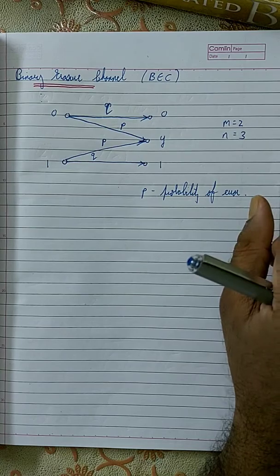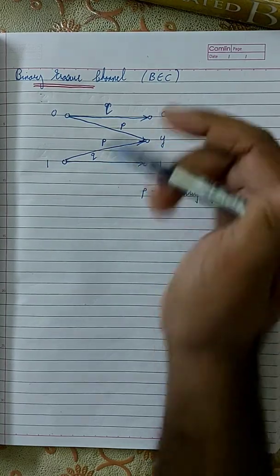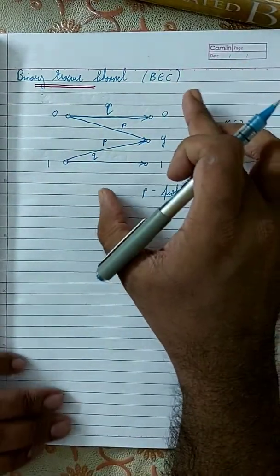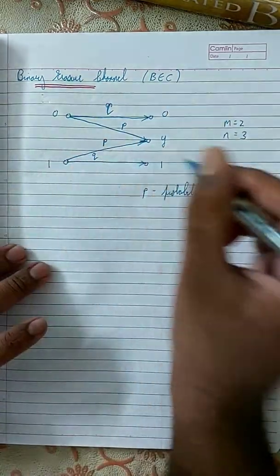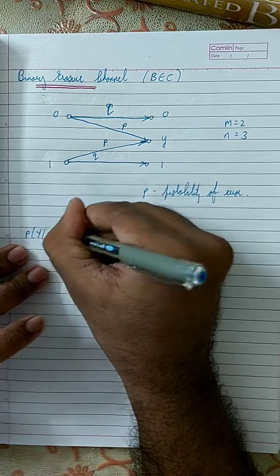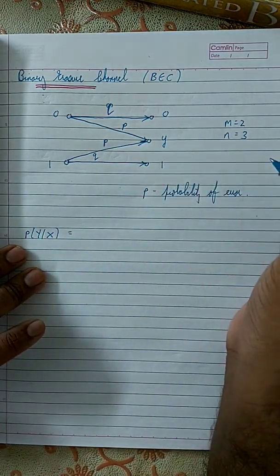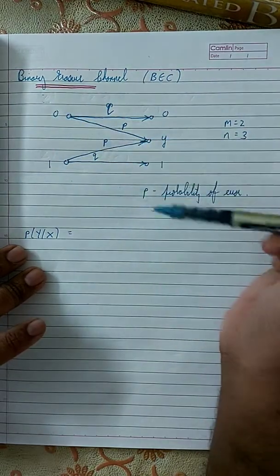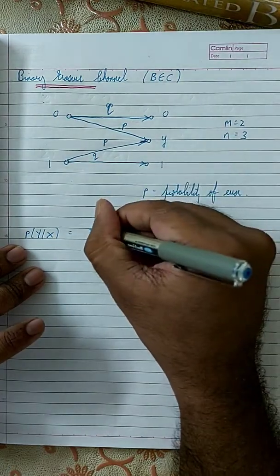So how do we write the conditional probability P of y by x? From the channel diagram we can express the channel matrix P of y by x. Let me write that in full form. There are 3 received symbols and 2 transmission symbols, which means there will be 2 rows and 3 columns.